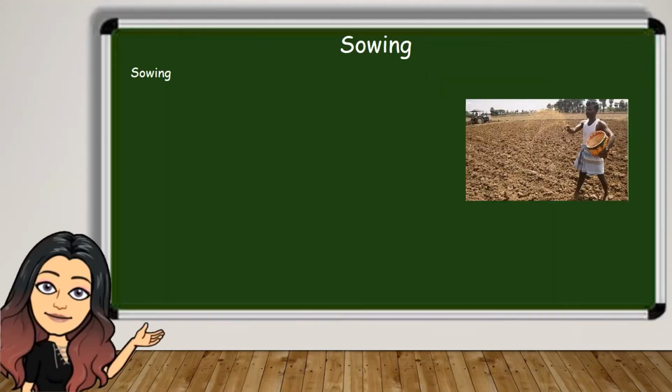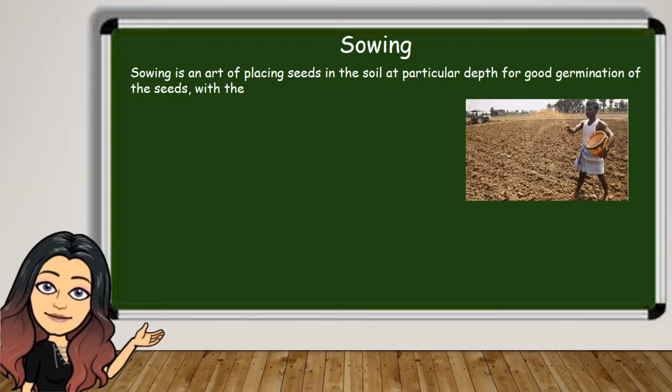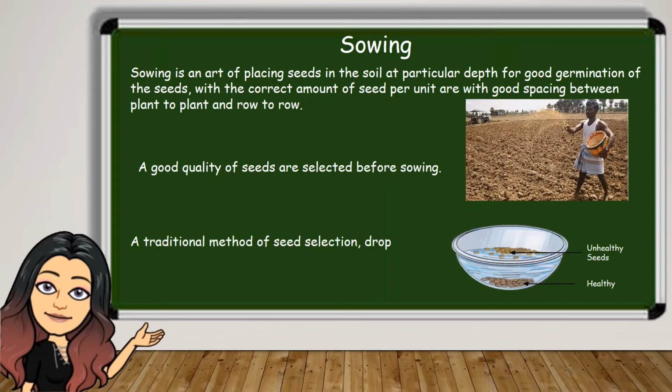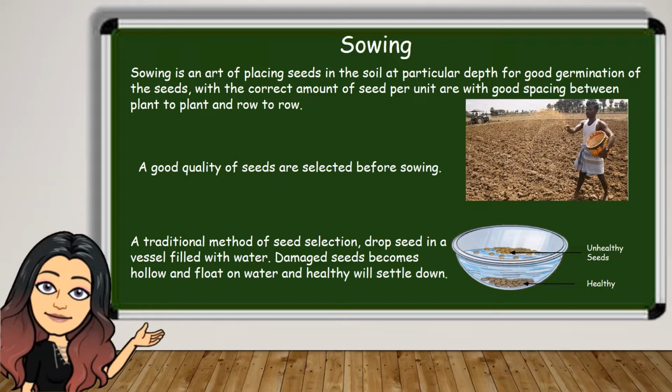Sowing. Sowing is the art of placing seeds in the soil at a particular depth for good germination of the seeds, with the correct amount of seed per unit area and with good spacing between plant to plant and row to row. Good quality seeds are selected before sowing. A traditional method of seed selection is done by dropping seeds in a vessel filled with water. Damaged seeds become hollow and float on water, and healthy seeds will settle down.